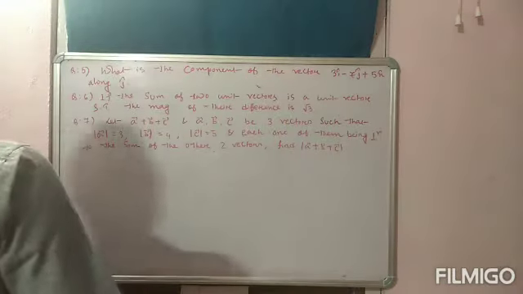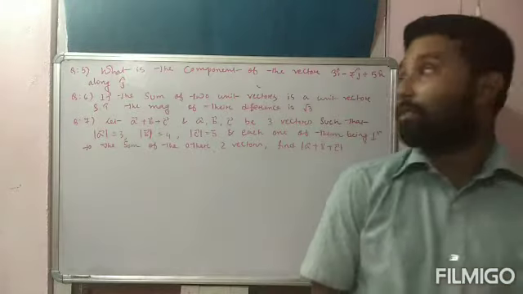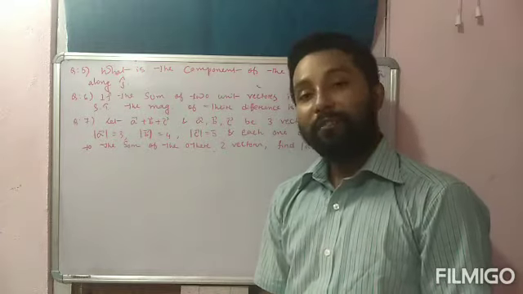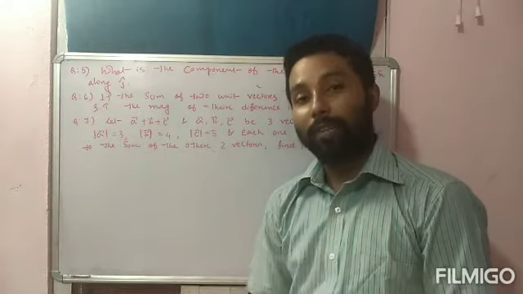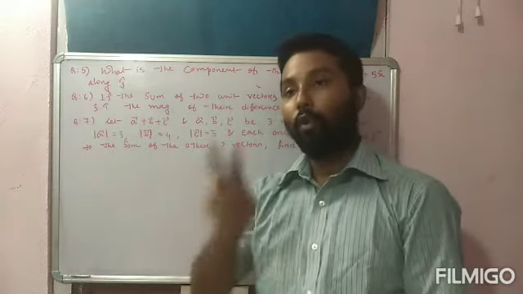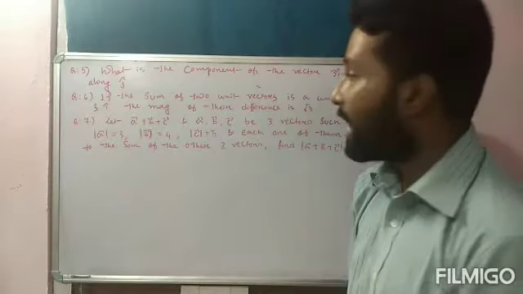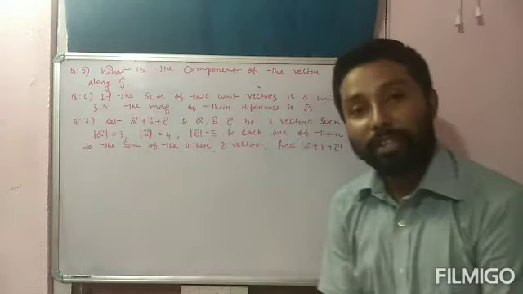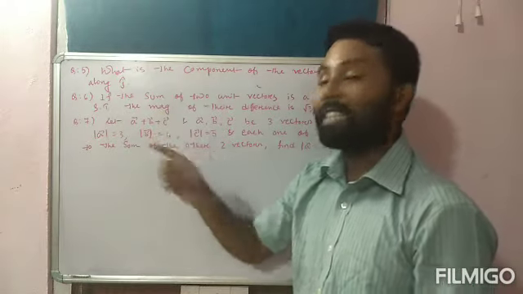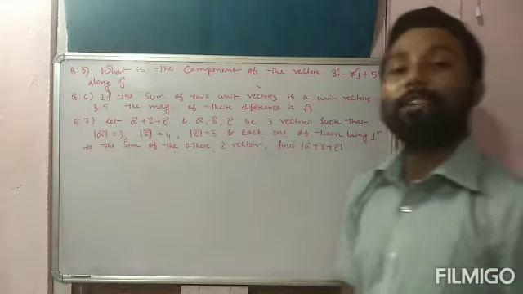The next question is, if the sum of the two unit vectors, listen to the question very carefully. If the sum of the two unit vectors, we all know unit vector means whose magnitude is always 1. If the sum of two unit vectors is also a unit vector, okay, then show that the magnitude, I have written in short form MAG, of their difference is √3.